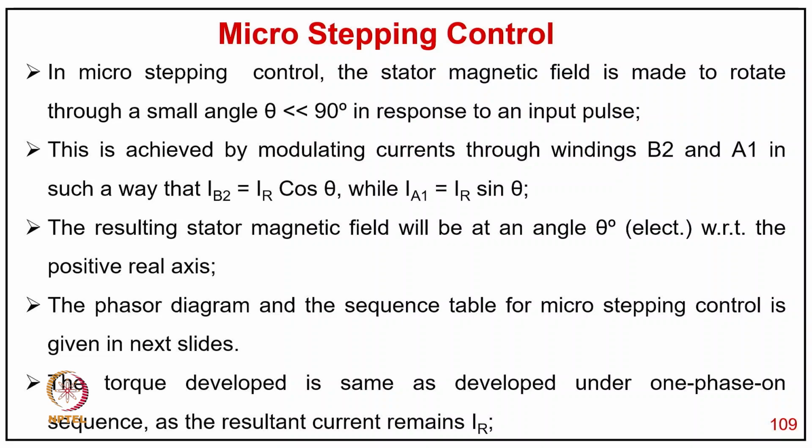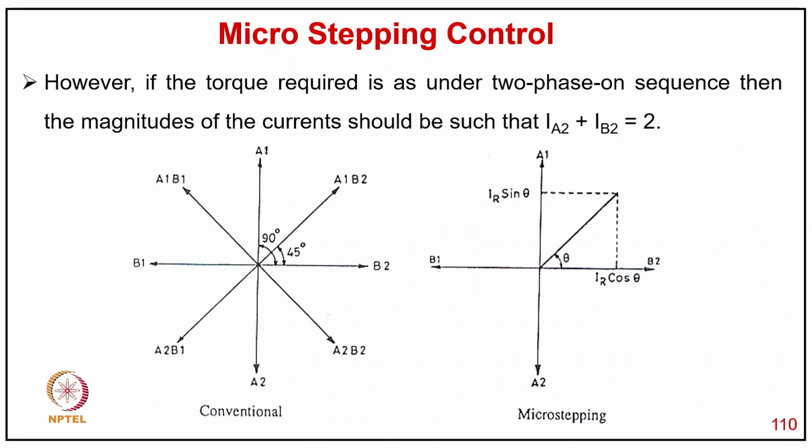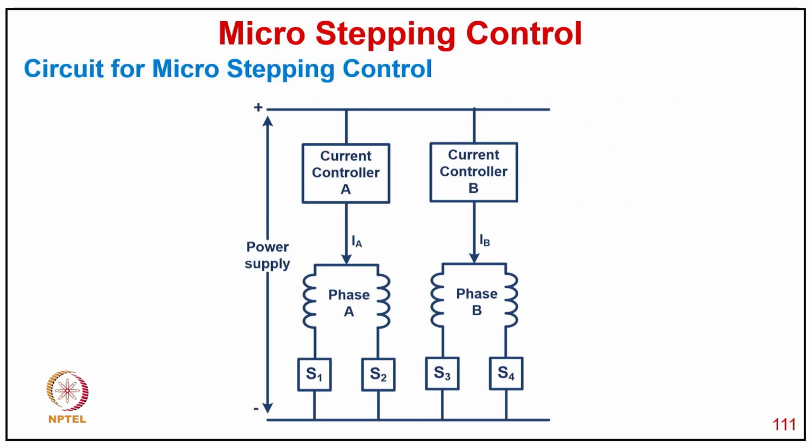The torque developed is the same as developed under the one phase on sequence, and the resulting current typically remains IR. You can just see how microstepping works. Here with the torque, you are putting a current IR sin theta, IR cos theta, and the resultant field typically goes to the angle of theta. So if the torque required is that under two phase excitation sequence, then the magnitude of current should be such that IA2 plus IB2 equals 2.